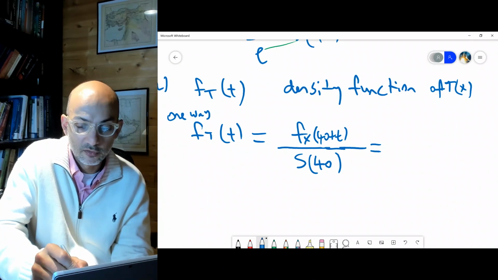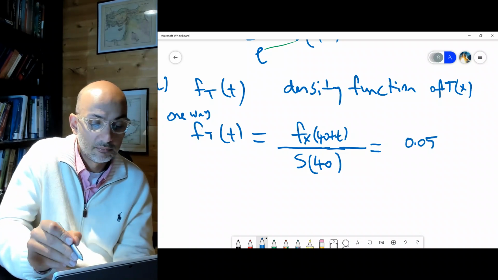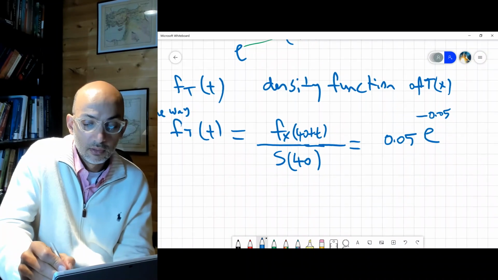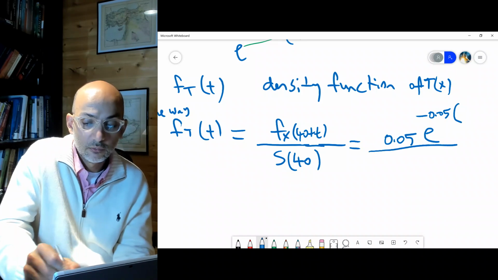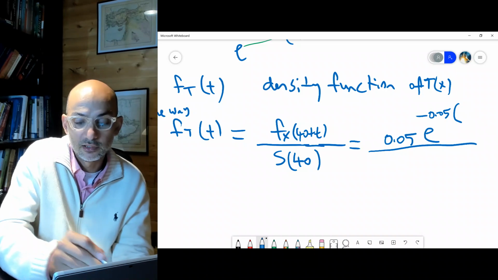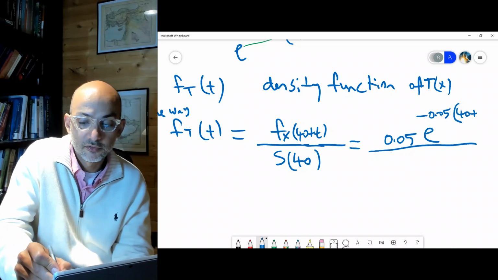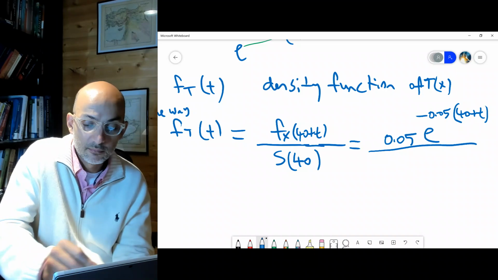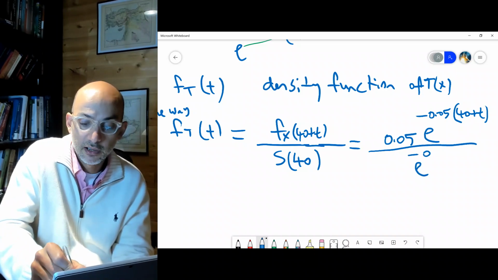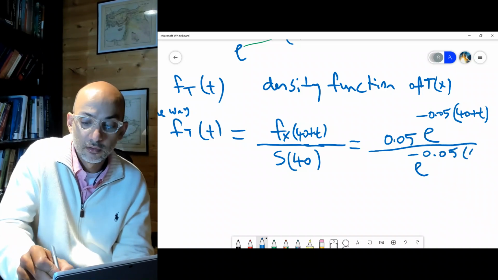If you plug in the density function of the exponential distribution, it's mu, which is 0.5, multiplied by e to the minus 0.5 multiplied by x, but our x is not x here, it's 40 plus t, divided by the survival function. There is no mu in the survival function. It is e to the minus 0.5 multiplied by 40.